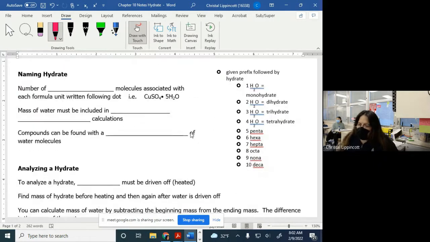So, the number of water molecules is written as part of the formula with a dot in between, and then they tell you how many waters are attached. So the water has to be included in the molar mass calculations, and the compounds can be found.